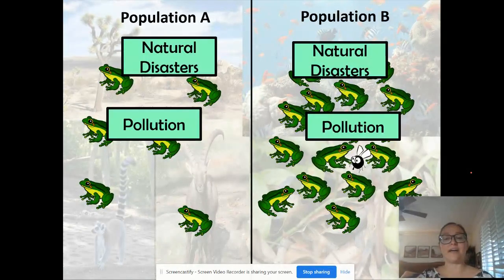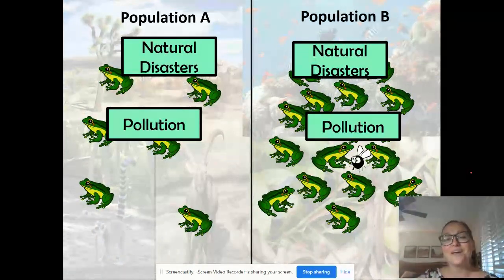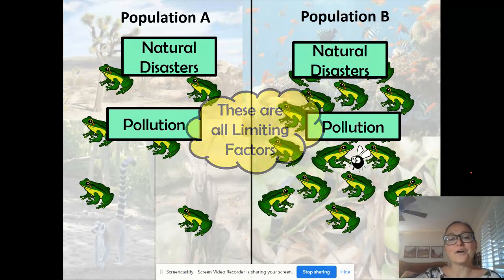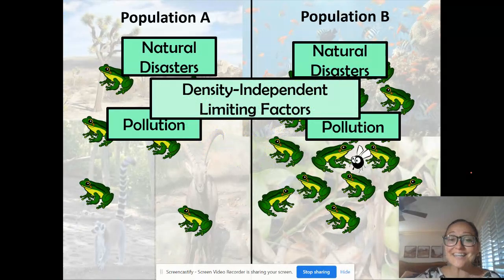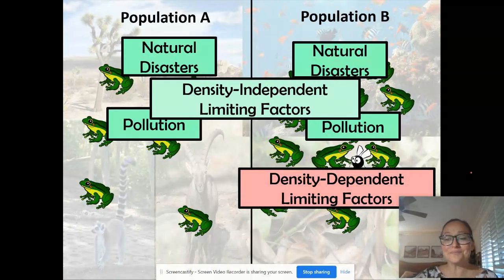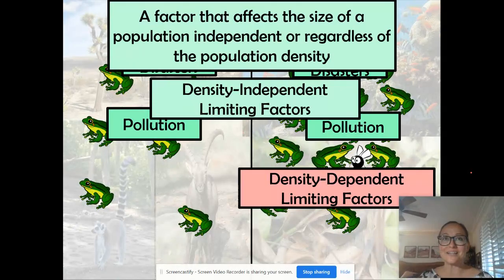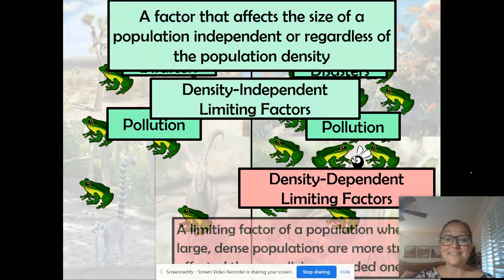So when we classify these two types of limiting factors, things like natural disasters or pollution are called density independent limiting factors. And then we have density dependent limiting factors, which were the ones with competition, predation, and disease.